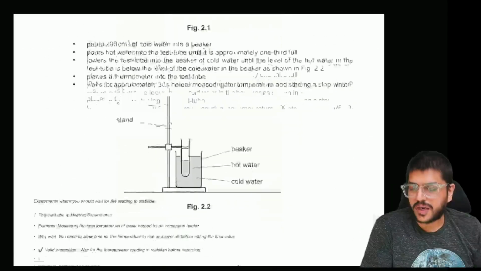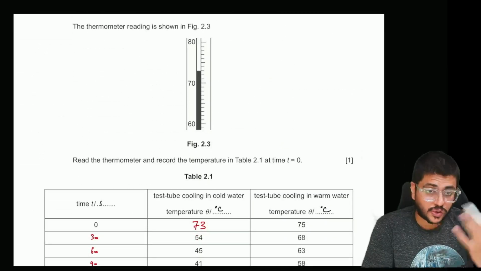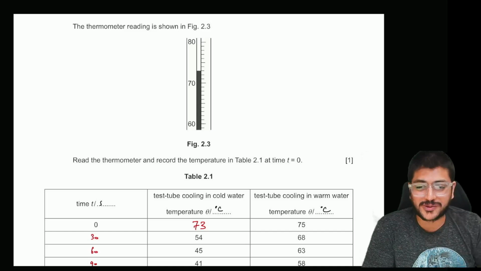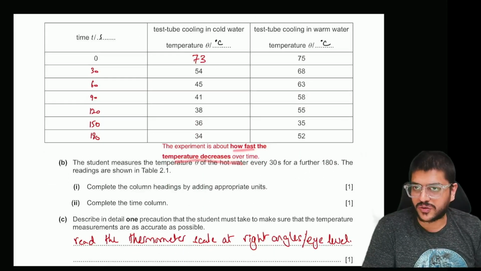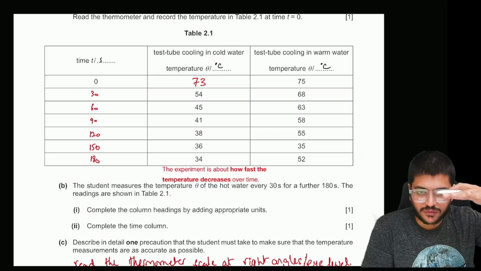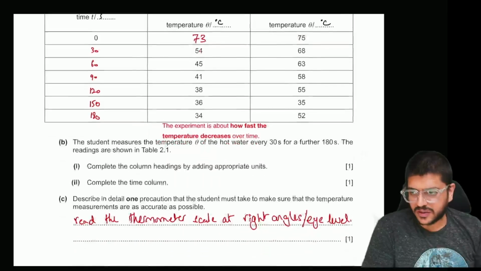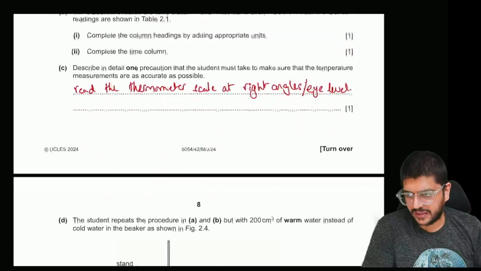That does not apply to this question, because in here, the question is that the temperature is dropping. So you can't wait for it to stabilize. In fact, you have to take the readings very quickly. In this experiment, the experiment is about how fast the temperature decreases over time. So that precaution cannot be used. Here, the precaution should be that your eye level must be in line with the reading so that there's no parallax error. So read the thermometer scale at right angles or the eye level.